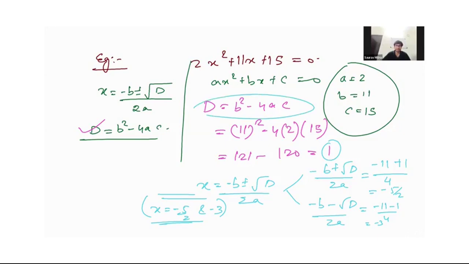This is important. This is a new concept for you. So let's check another example. If you have a quadratic equation x square minus 15x plus 54 is equal to 0, first of all, compare with ax square plus bx plus c is equal to 0, where a is 1, b is minus 15, and c is 54.